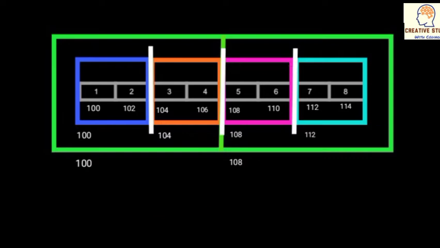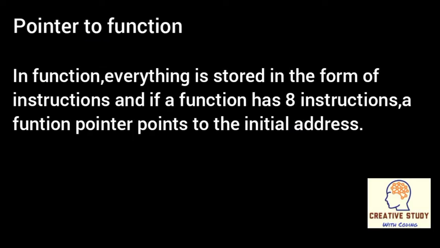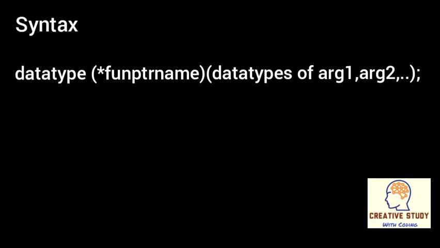So in this way you can access rest of the elements. Now let's learn pointer to function. In a function, everything is stored in the form of instructions, and if a function has 8 instructions, then a function pointer points to the initial address or base address of the instruction. Now let's see the syntax of pointer to function.